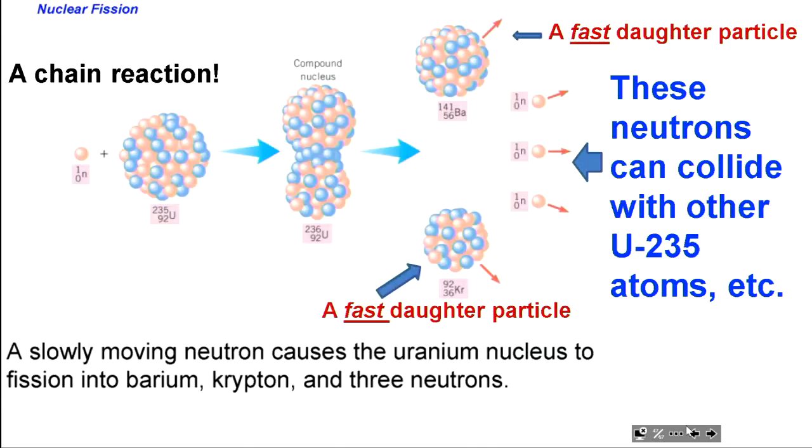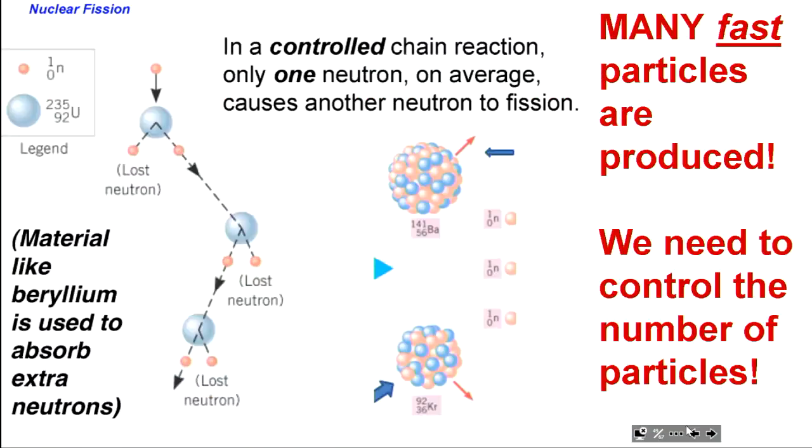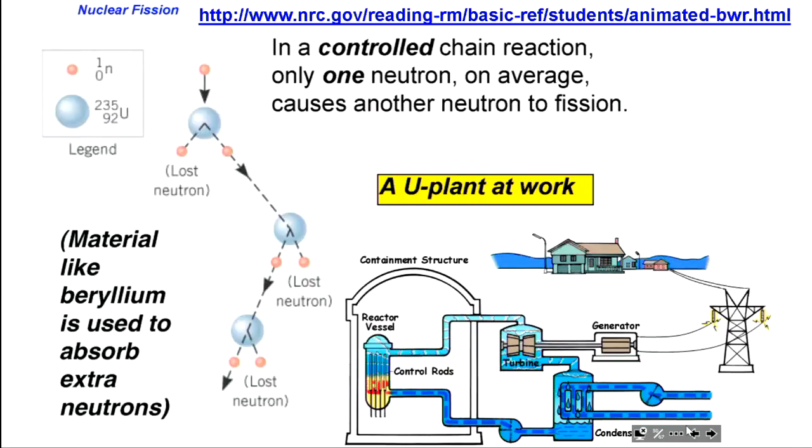So, how can we manage it? Well, we need something to maintain the number of neutrons. Beryllium rods usually do that nicely. If we don't do that, that's what happens: an explosion. If we can maintain the number of neutrons, we get a working atomic plant. That's it.